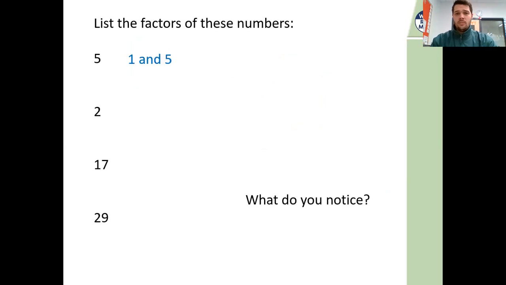So have a look at these as well. 2 only has a factor of 1 and 2. 17, again, just has a factor of 1 and 17. My 3 times tables don't have 17 in. My 5s, my 6s, and that's the same for 29. I wonder if you can find any others. There's a bit of a mini challenge there.